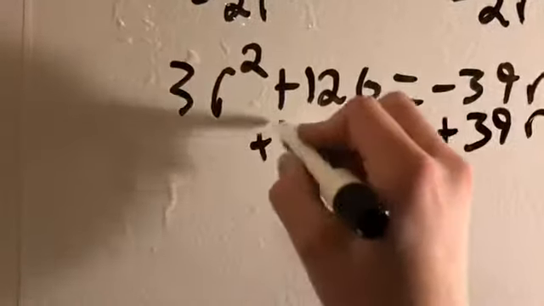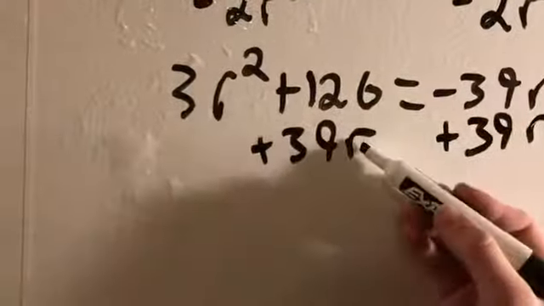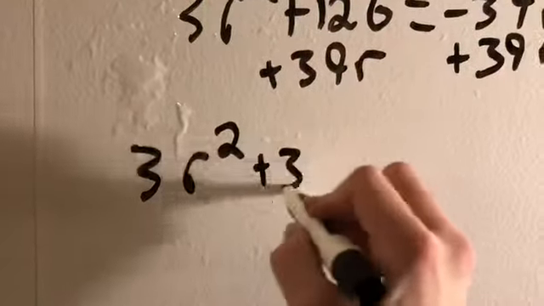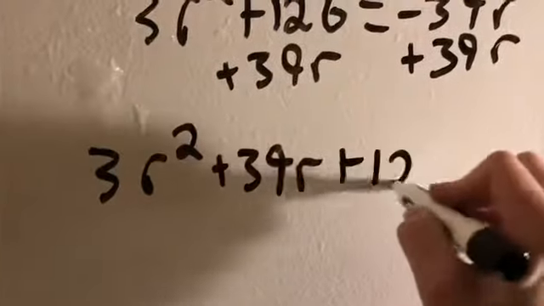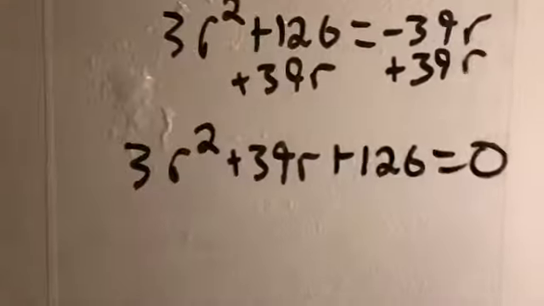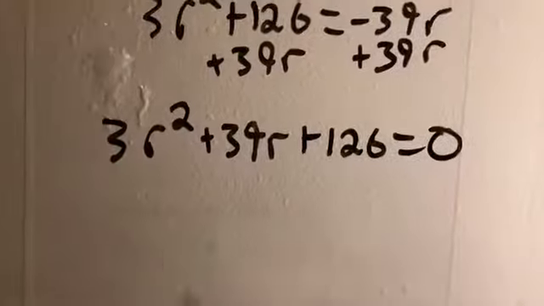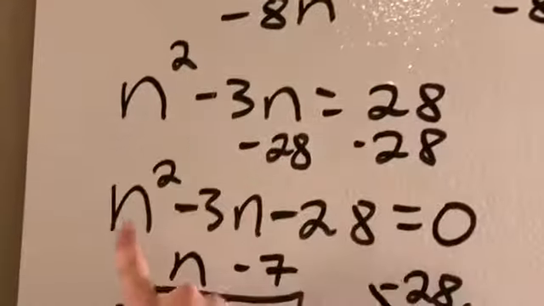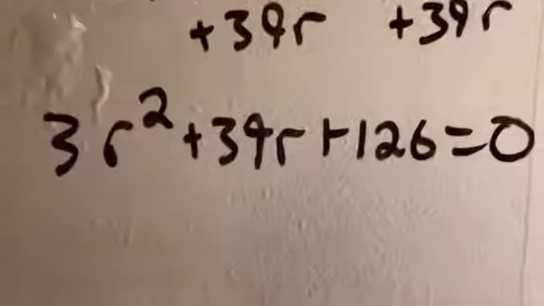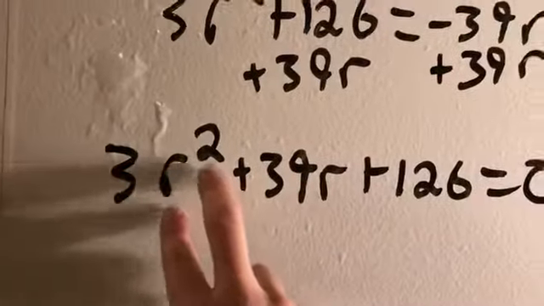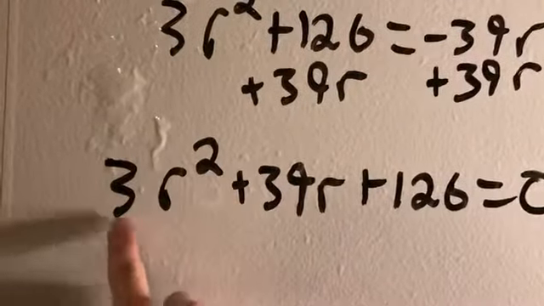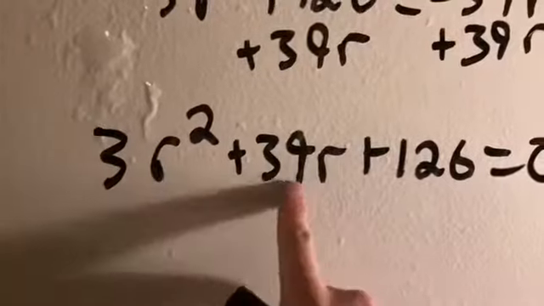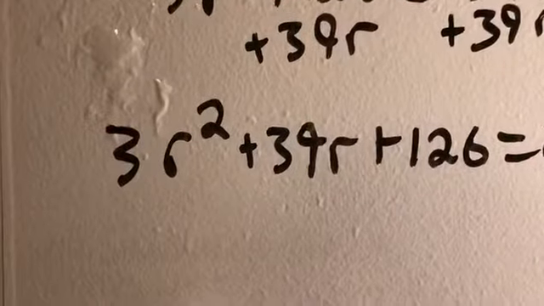Now we'll add that 39r over here. But if we notice, there's not a regular r over here. So I'm just going to write those next to each other. Now I notice that I have a number with r squared, where I didn't have that in my first problem. Whenever you arrive and you have a number with your squared variable, we have to see, is that number a GCF? Meaning, can I divide every single number by that 3 and get a nice whole number?